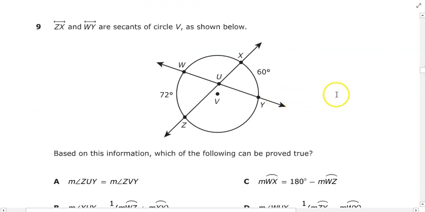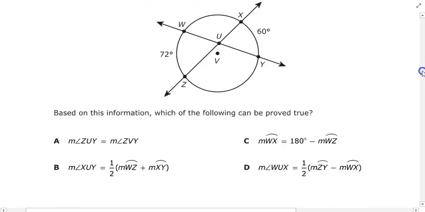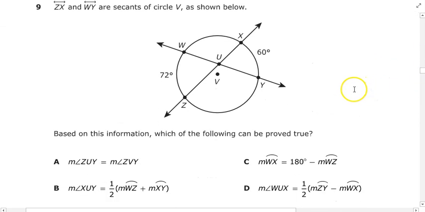All right. For number nine, looks like, whoops. Here we have line ZX and line WY are secants of circle V.